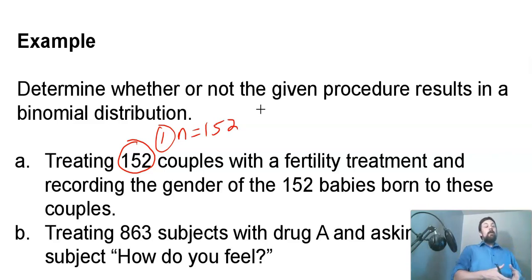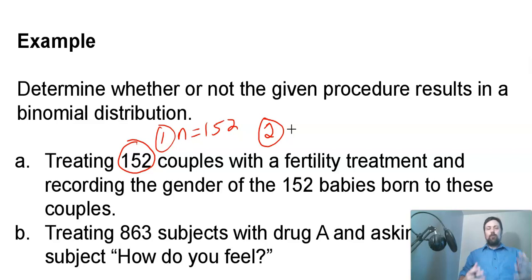Requirement number 2, the trials must be independent of each other. And so we have to consider the situation that, let's say we take one couple and it turns out they had a boy. Does the first couple having a boy affect the probabilities of the second couple's baby's gender? And the answer is no, it shouldn't, right? So whether or not the first couple has a boy or a girl should not affect the probabilities of the second couple having a boy or a girl. That's a good way to put it. And so there doesn't seem to be any indications here that these would not be independent.